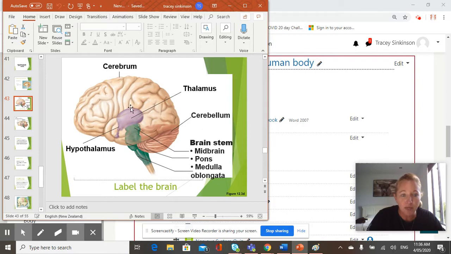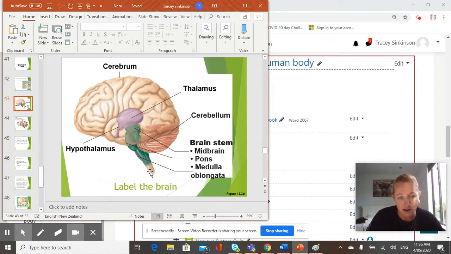This is your thalamus. Your thalamus is basically a gateway between your endocrine system and your central nervous system. Here is a little triangle and it's called your hypothalamus. It's underneath the thalamus. You do not have to label this little unit here, which is called your pituitary gland, but it's just good to know where it is.